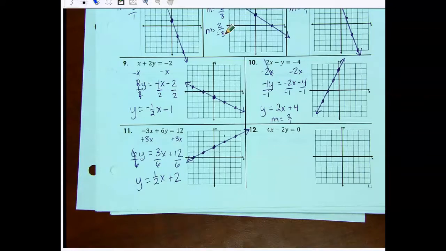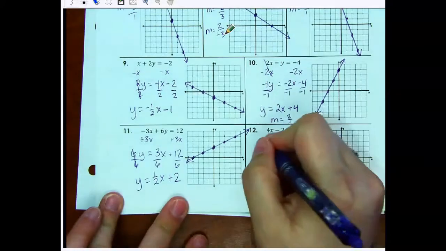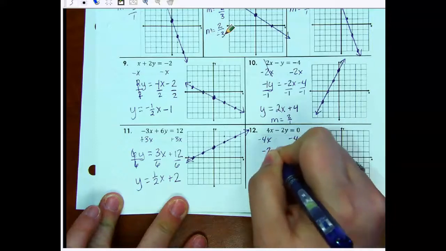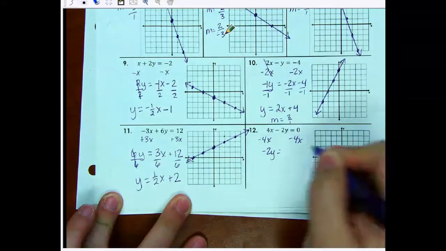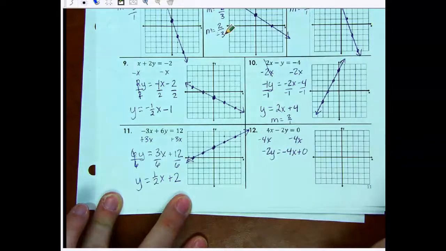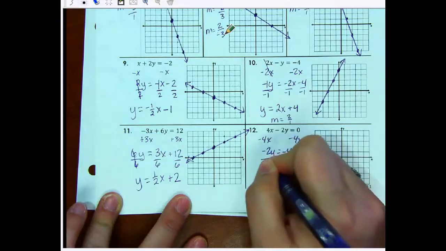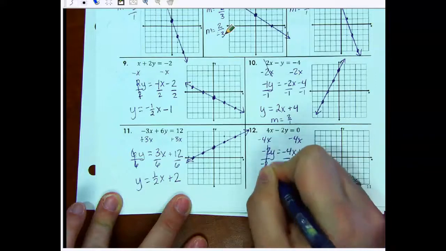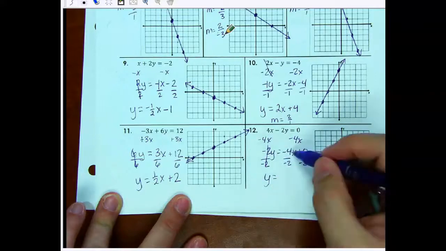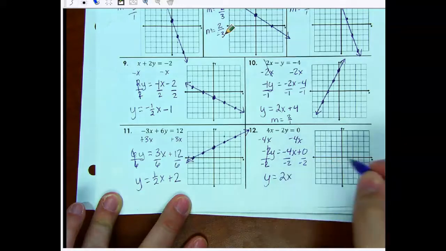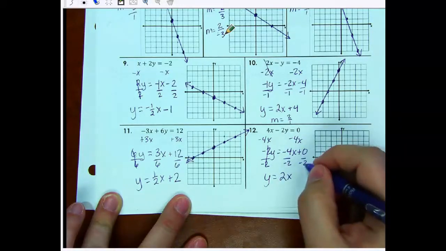Okay, one more. This one we're going to subtract 4x. So we're going to have negative 2y on the left, and then we're going to have negative 4x plus 0 on the right. So then I'm going to divide everything by negative 2, and I'm going to have y equals negative 4 divided by negative 2 is positive 2x, and 0 divided by negative 2 is 0.